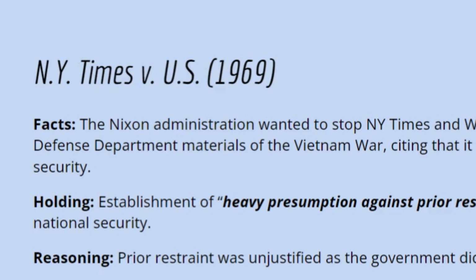The holding made by the Supreme Court was the establishment of a heavy presumption against prior restraint, even in cases regarding national security. The reasoning behind this establishment was that prior restraint wasn't justified as the government did not meet the requirements. The decision made by the Supreme Court was that the government cannot block newspapers from reporting classified government files without violating the First Amendment. The dissenting opinion: a total of three justices dissented due to the lack of facts and respect to the executive on national security.